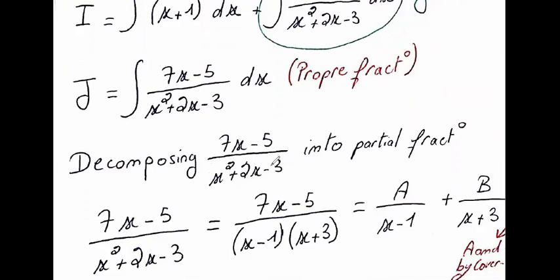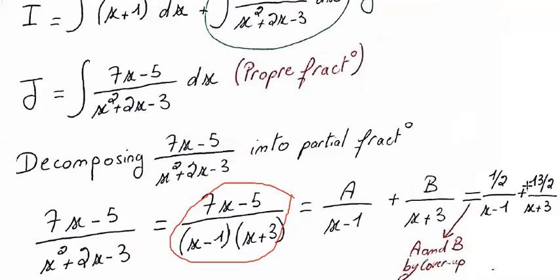a plus b plus c is equal to 0. So the roots are 1 and minus 3. So we can write the denominator as x minus 1 times x plus 3. So this proper fraction can be decomposed into two partial fractions, which are a over x minus 1 plus b over x plus 3. Now a and b, I can find them using the cover up method.